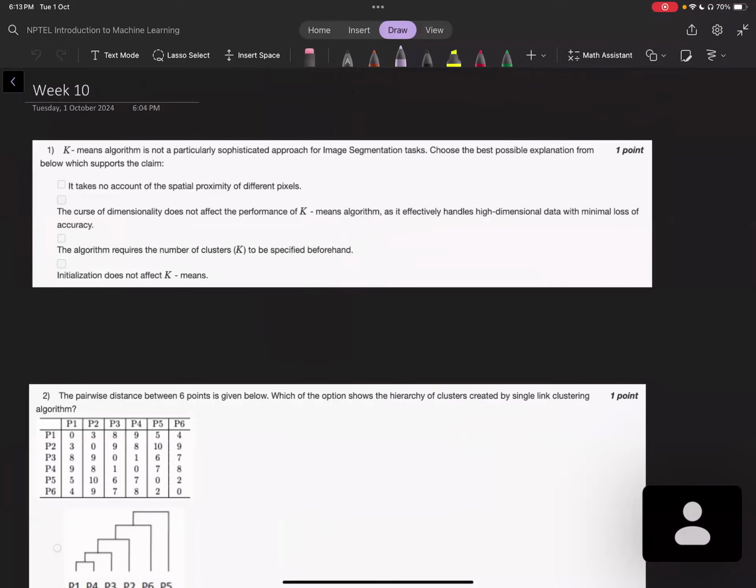So we'll come back to the clustering algorithm. Take some time to look at the question given here and try to answer it. I'll discuss that briefly.